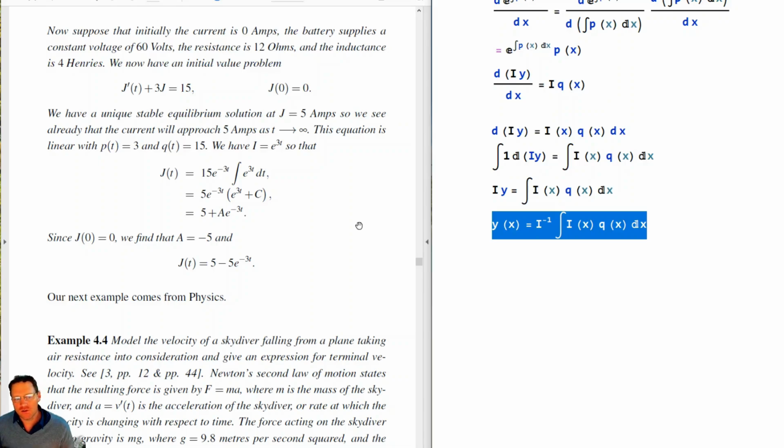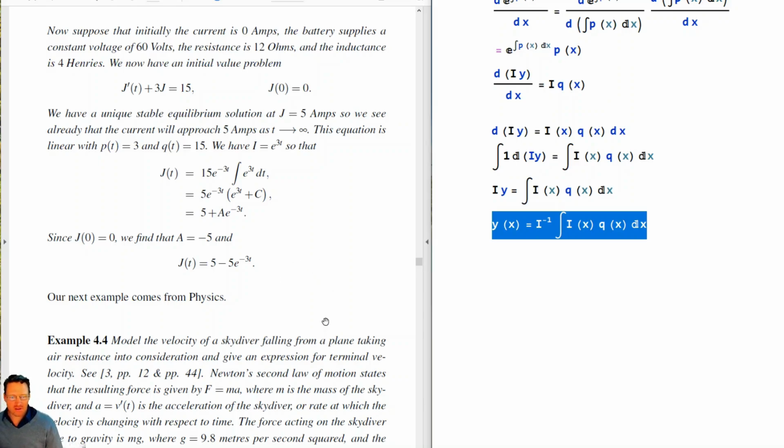Okay, now if we use our initial value J of 0 is 0, we sub in t as 0, and on the right-hand side here we have 5 plus a, and then on the left we would get 0. So that gives us that a is minus 5, and so we get J of t is 5 minus 5 e to the minus 3t.